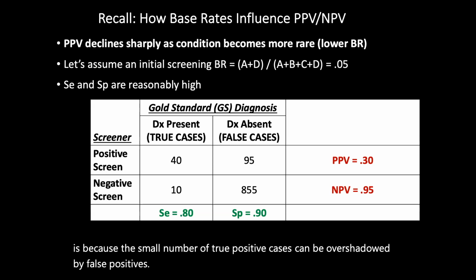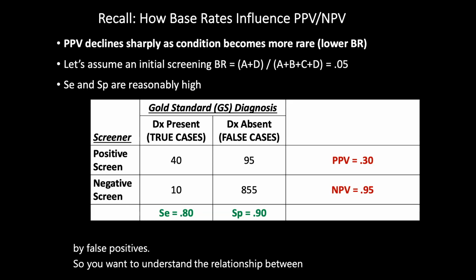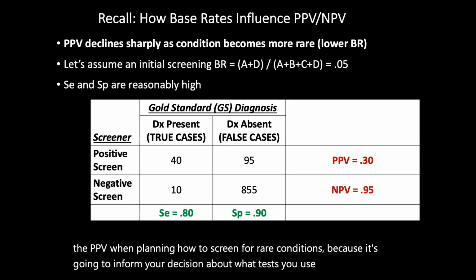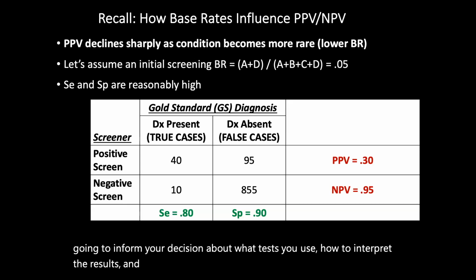So you want to understand the relationship between your base rate and the PPV when planning how to screen for rare conditions, because it's going to inform your decision about what tests to use, how to interpret the results, and whether or not you need to use sequential or other specialized screening strategies.